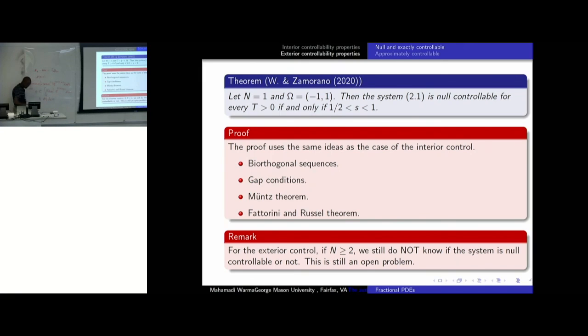This means that we need to show that the L2 norm of the non-local normal derivative of phi n on our control region O is greater than a constant. That is the difference with the interior control. The gap condition is the same, because the adjoint equation has the same eigenvalues. Then you will have the bi-orthogonal sequences under this condition, but you have to prove this condition. Remember that O is a subset of the complement of omega.